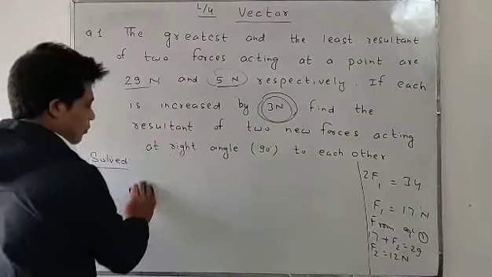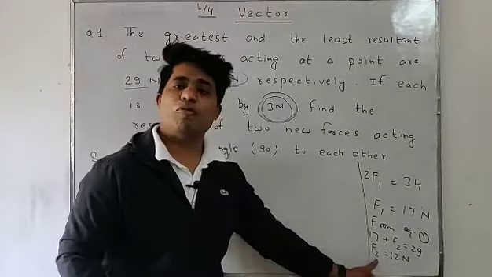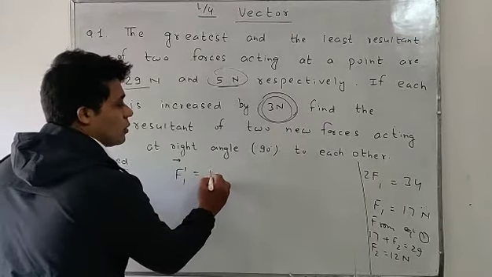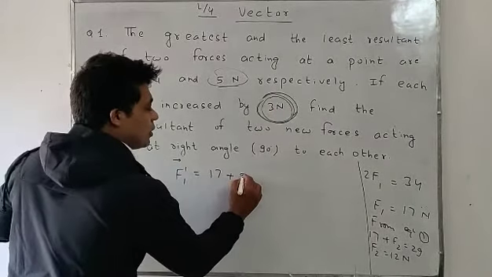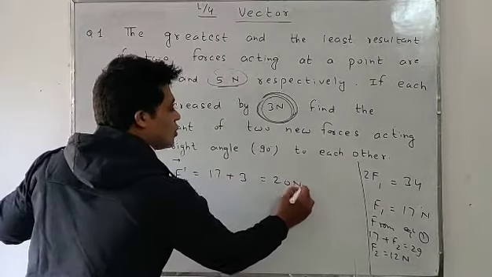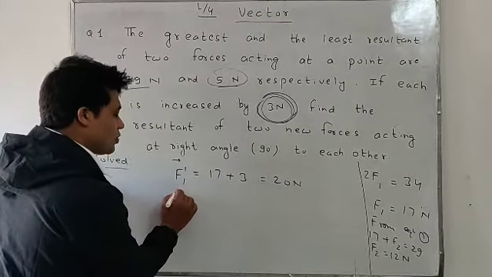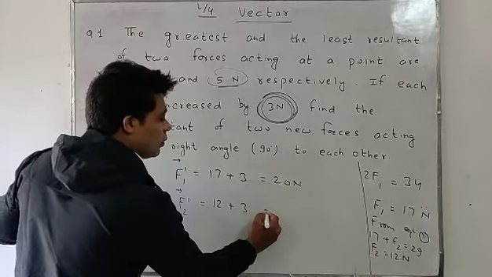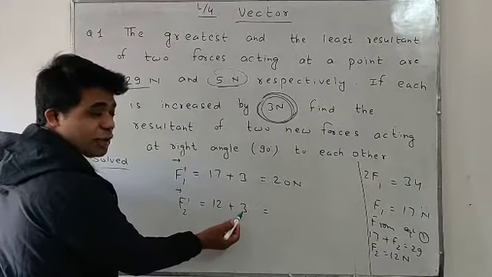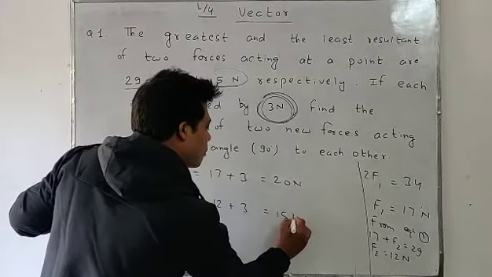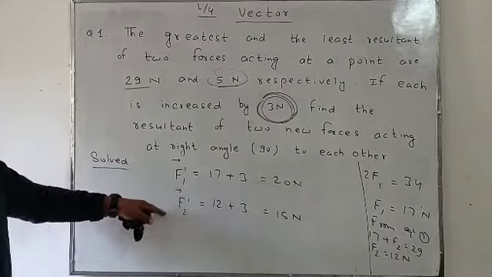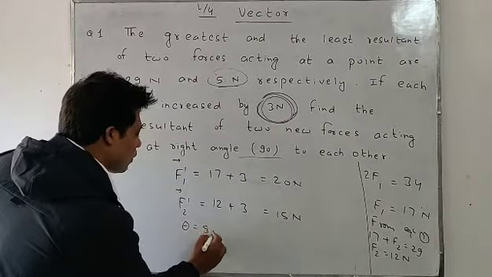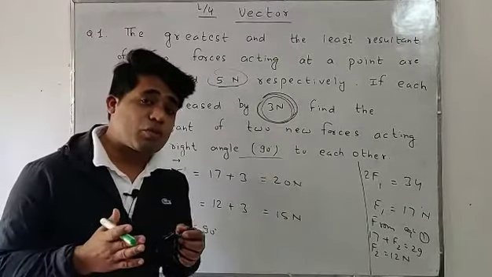What is the new F1? Old F1 is 17 and old F2 is 12 Newton. We write the new F1 as F1 dash. 17 increased by 3, added 3, becomes 20 Newton. This is the new F1. What is the new F2? F2 dash we take as 12, increased by 3, which becomes 15 Newton. F1 dash and F2 dash are the new forces inclined with each other by 90. Theta is 90. Now we have to find the resultant force.